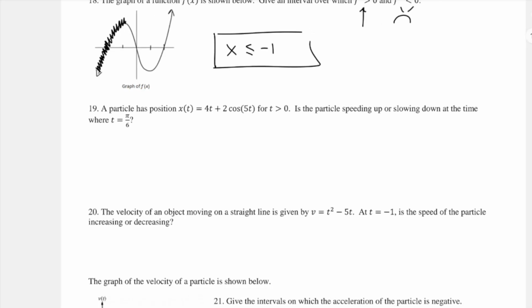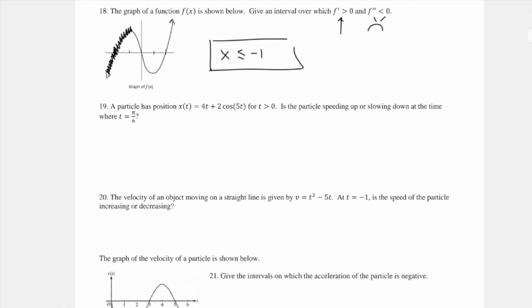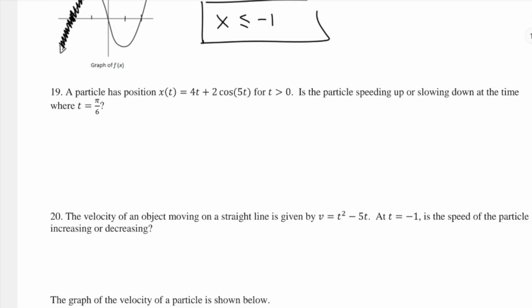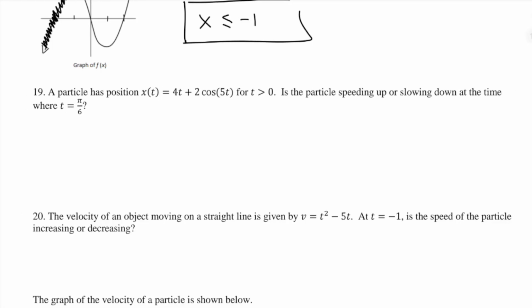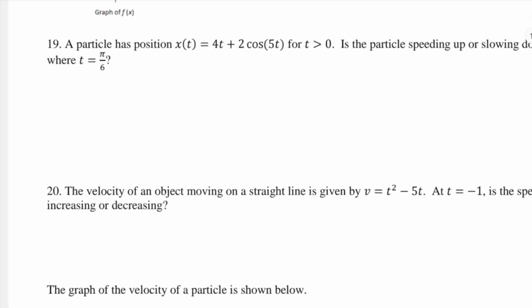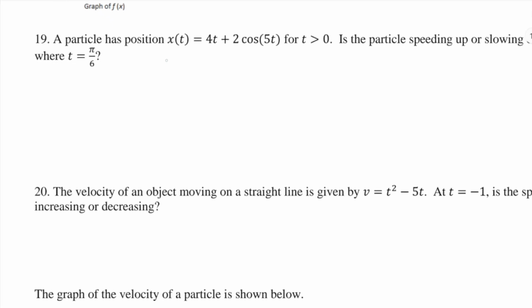Ah, some particle motion. Great. Speeding up and slowing down. Wonderful. So we just need to determine, are the signs of velocity and acceleration the same or opposite? So it would probably be good for us to get velocity. So v is going to be the derivative of x.